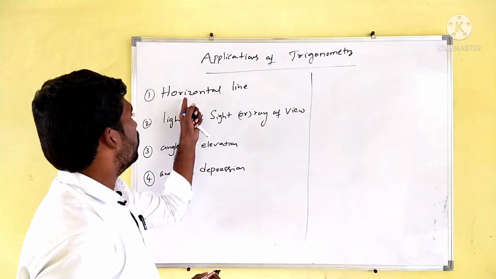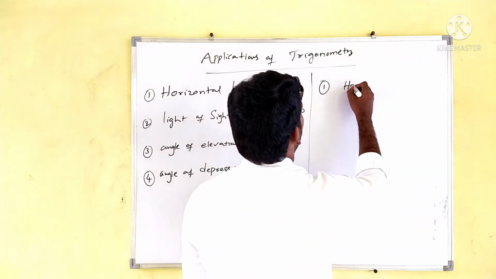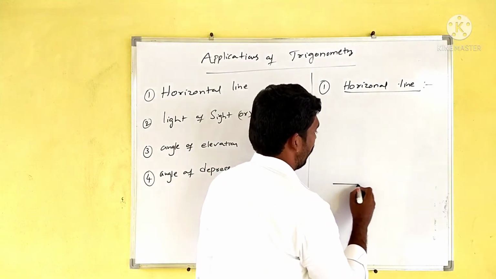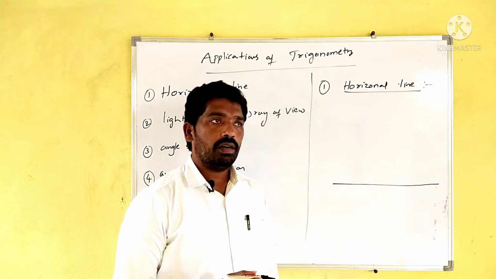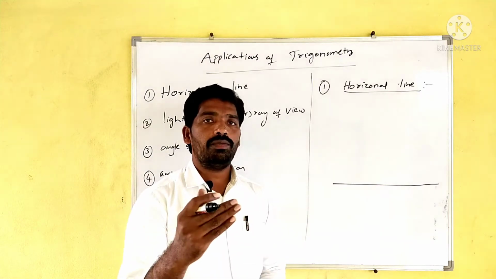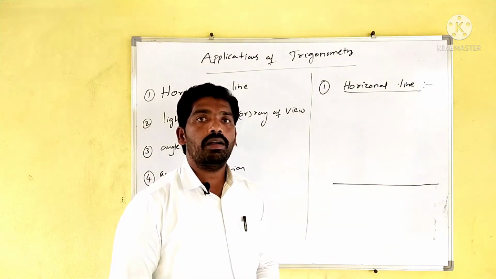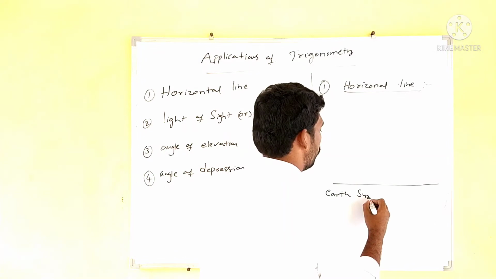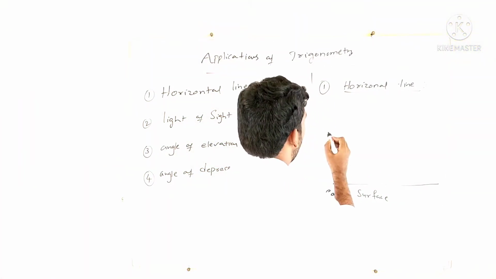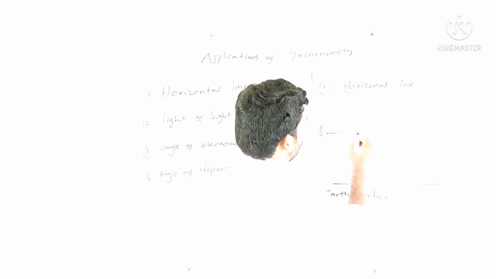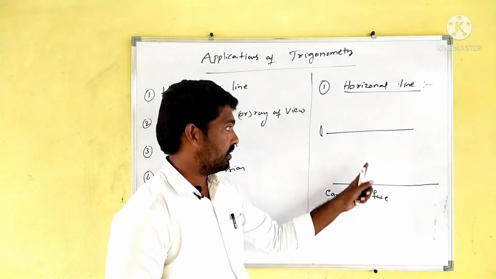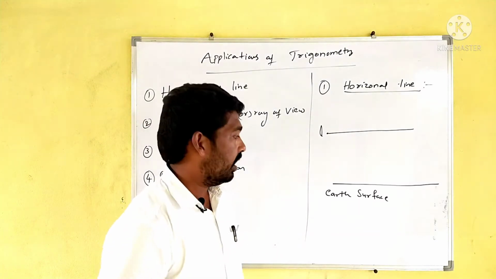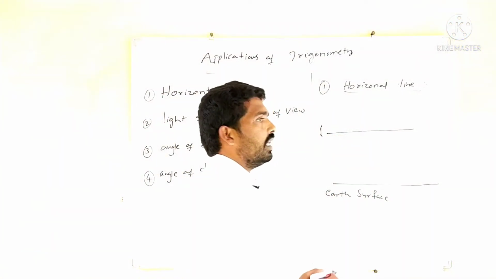Observing the horizontal line first. What is meant by horizontal line? A line parallel to the earth surface is called a horizontal line. This line is called the earth surface. For example, a line that is parallel to the earth surface is called a horizontal line. Here the line L is the reference line.